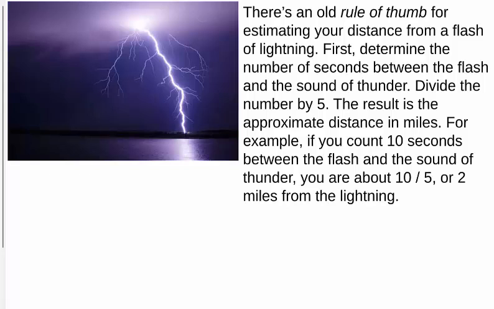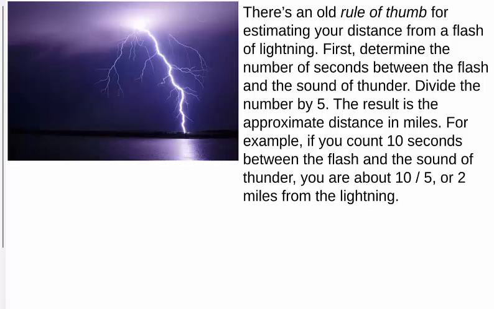There's an old rule of thumb for estimating your distance from a flash of lightning. You determine the number of seconds between the flash and the sound of thunder, and you divide the number by 5, and that's about how far you are in miles. So if you count 10 seconds between the flash and the sound of thunder, you're about 10 divided by 5, or 2 miles from the lightning. Not too bad. Pretty easy to do, and you can try this at home. It's approximate, but it's pretty good.